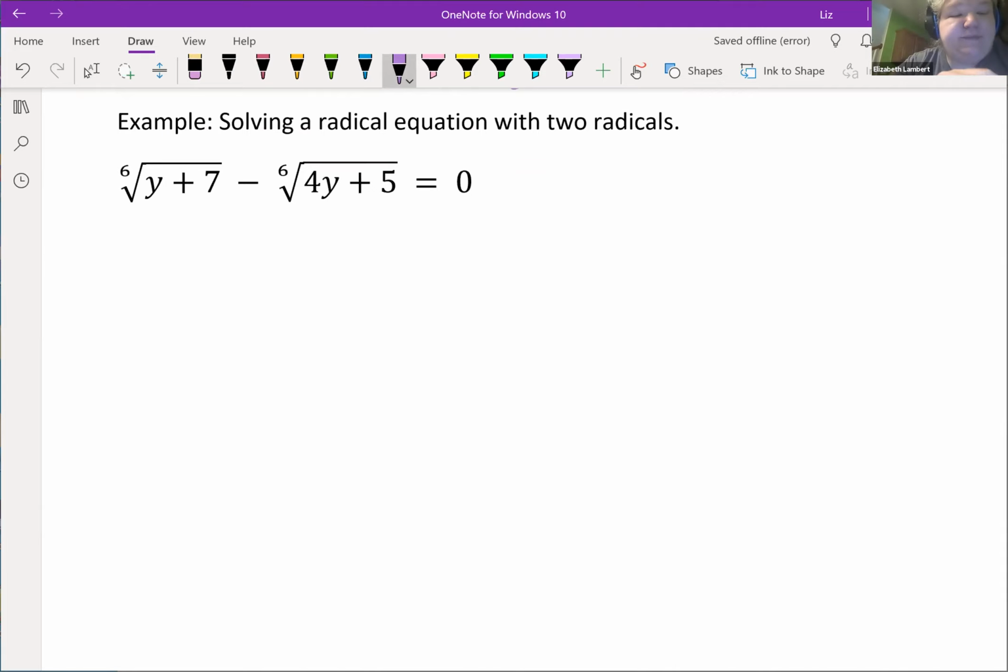All right. So I have the 6th root of y plus 7 minus the 6th root of 4y plus 5, which can be a little daunting. Normally, when you get 2 radicals, it means you're going to have to raise both sides to an exponent twice, which with 6th roots, ugh. But these are set equal to 0. When this is the case, and we isolate the radical, check it out. I'm going to add over.